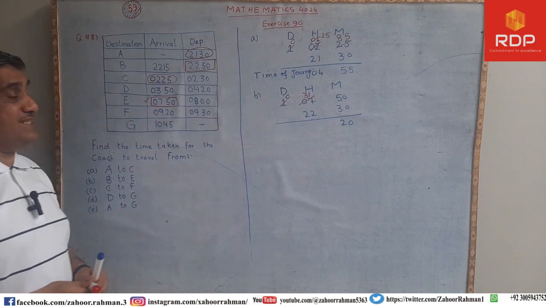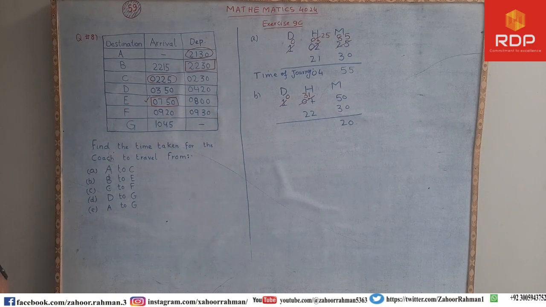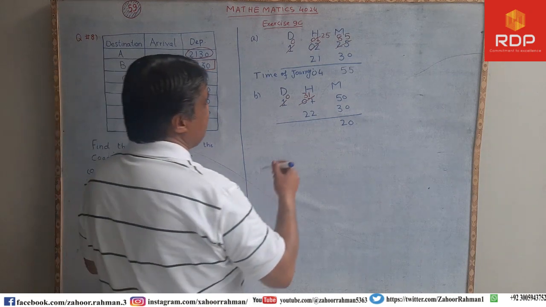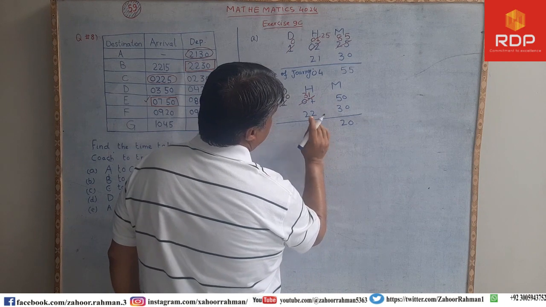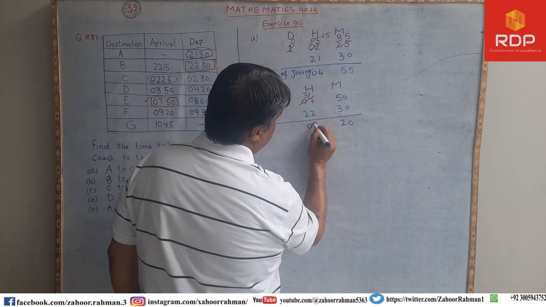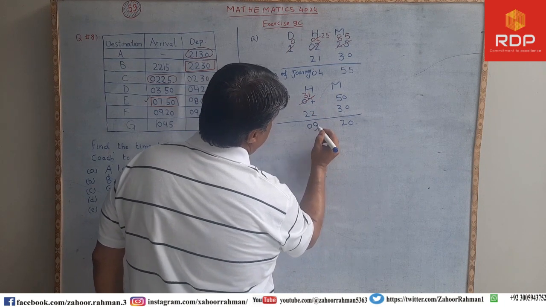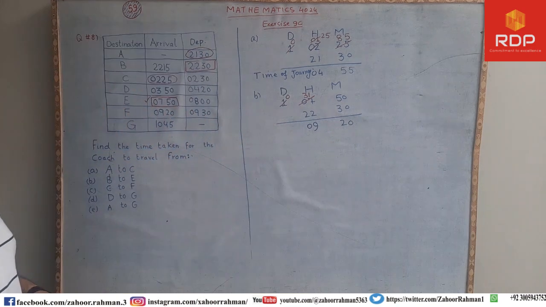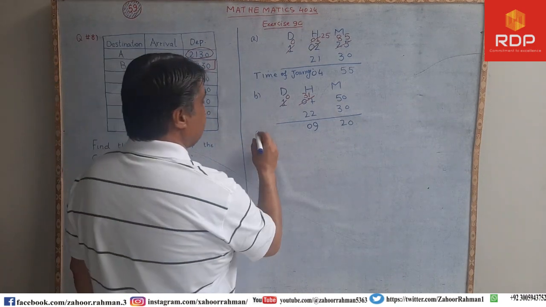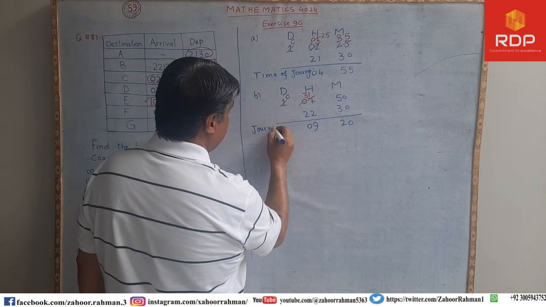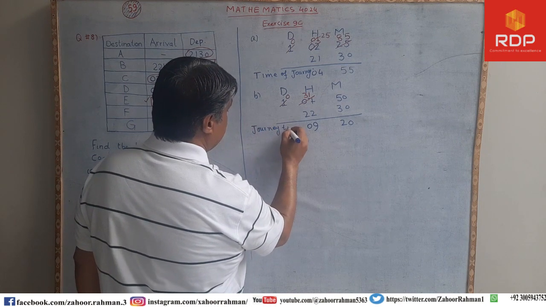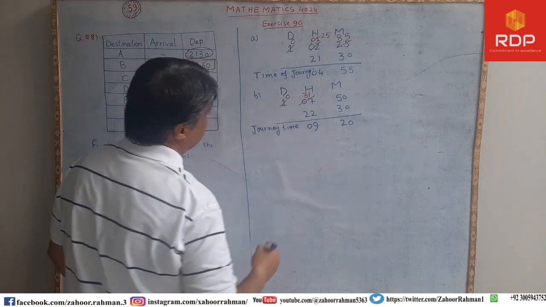When 7 is added to 24, it will be 31, and when 22 is subtracted, it means that 9. So it means 9 hours and 20 minutes is the journey time. So keep these things in mind.